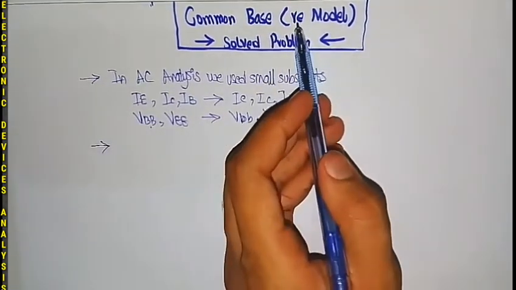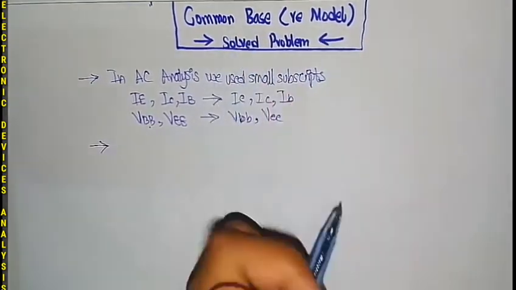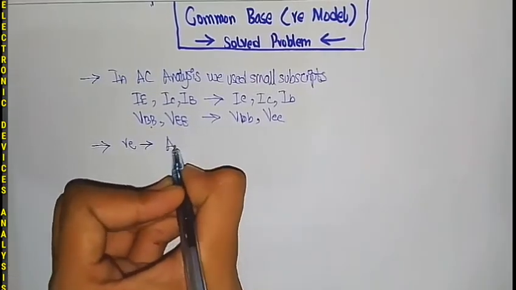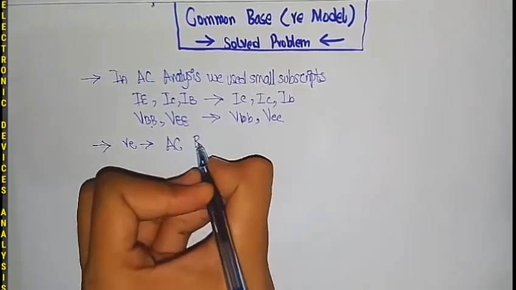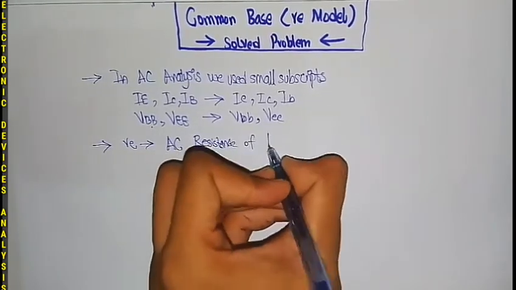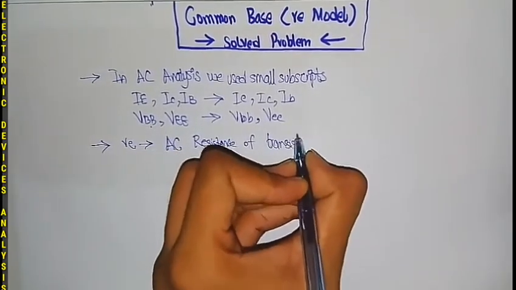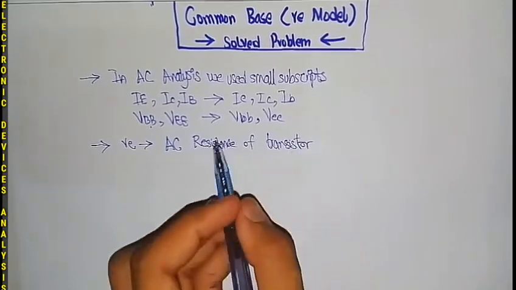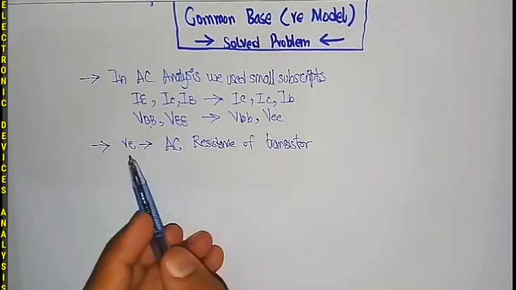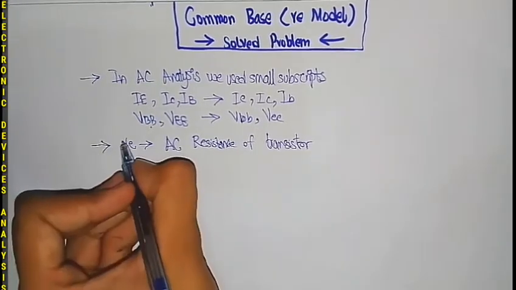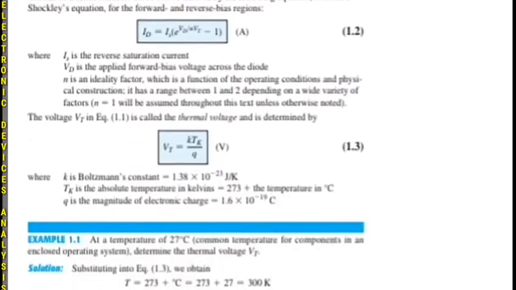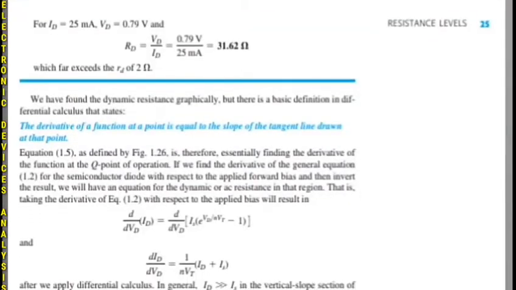Now we will see the re model of the common base configuration. First of all, what is meant by re? The re is the AC resistance of the transistor. Because we are now analyzing the BJT transistor in the AC analysis, we will use the resistance re at that point.